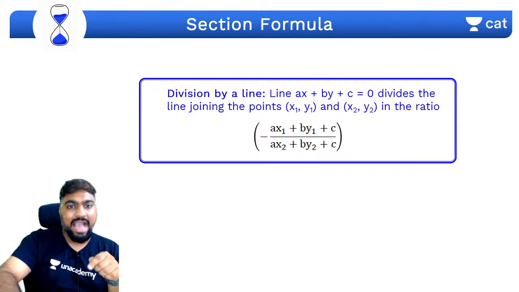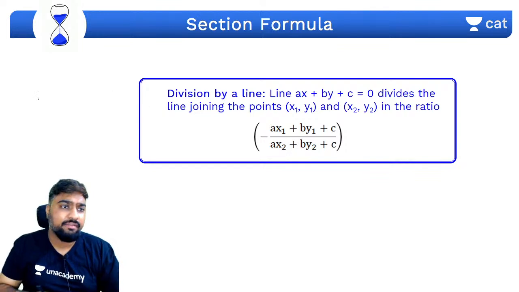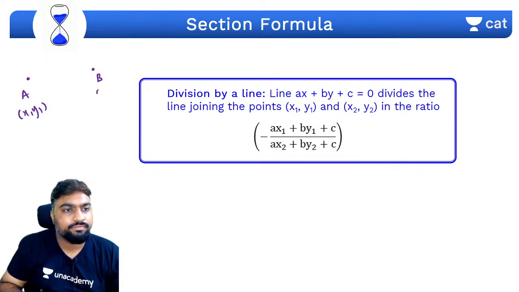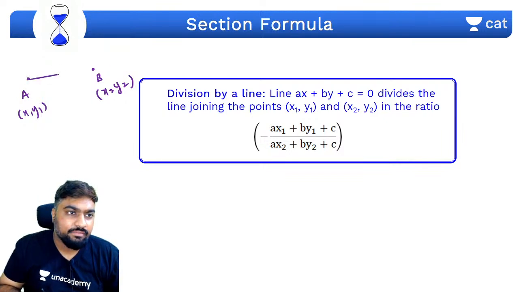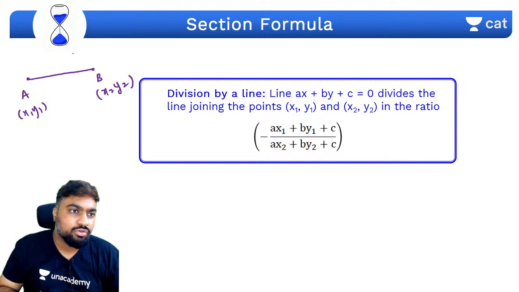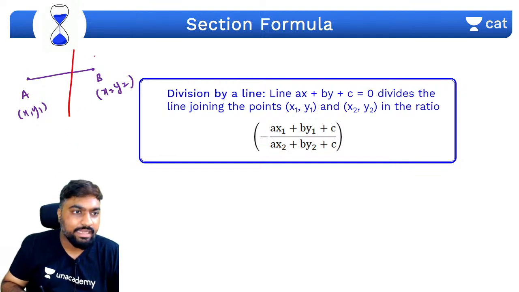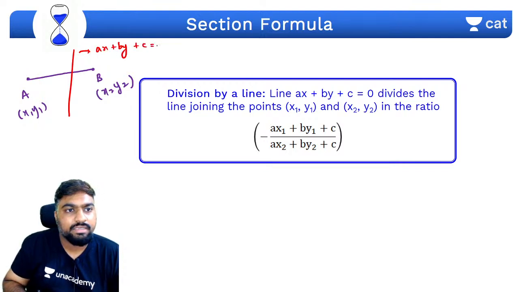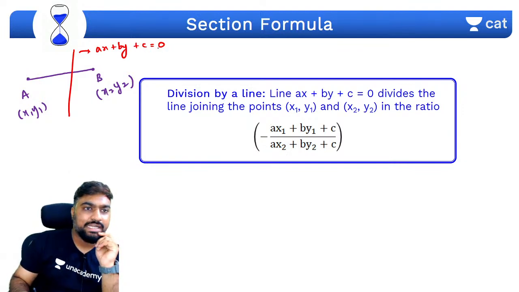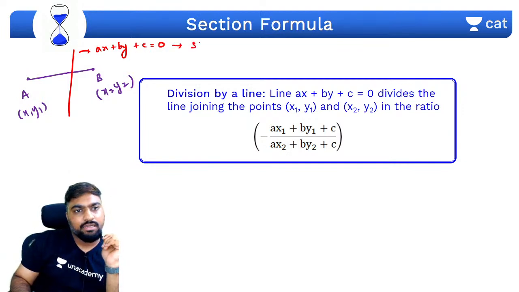Yes, and if a line, given coordinates, let's say A and B, with coordinates x1, y1 and x2, y2, is divided by another line passing through it, the equation of this line is given as ax plus by plus c equal to 0. You know that ax plus by plus c equal to 0 is the standard equation of a line, right?